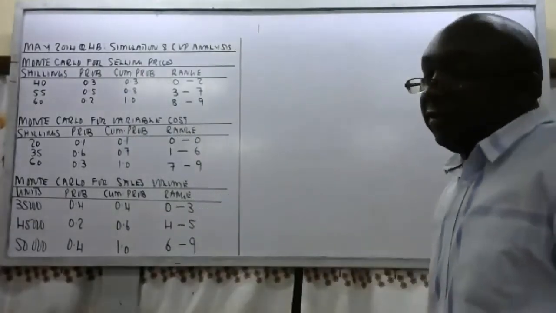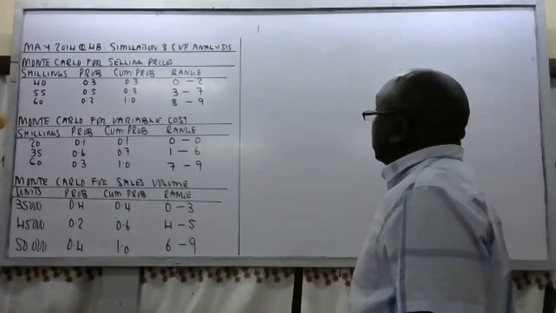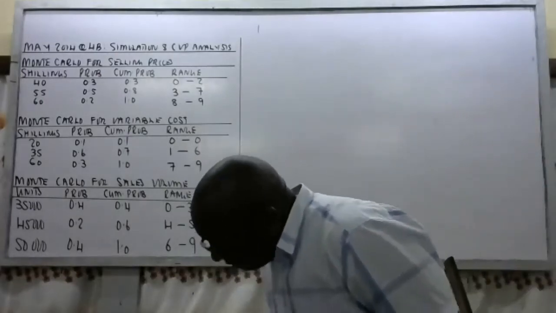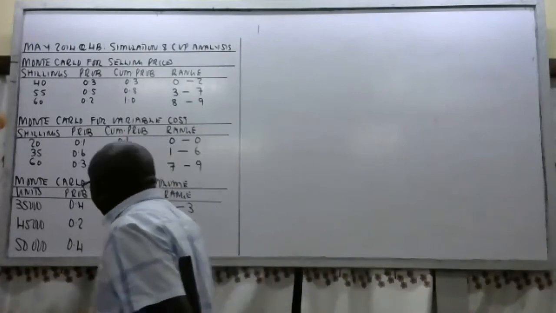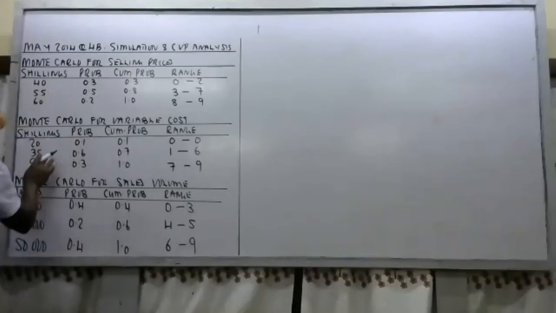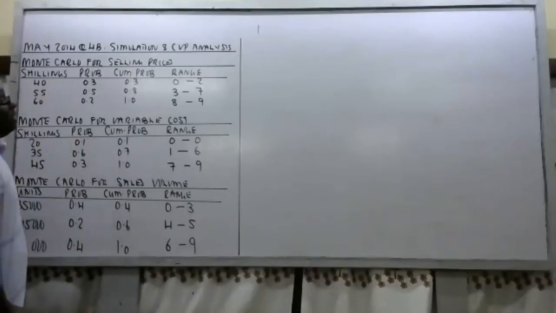Churchill, you are saying the last variable cost is 45, not 60. Good, it is 45. Thank you.